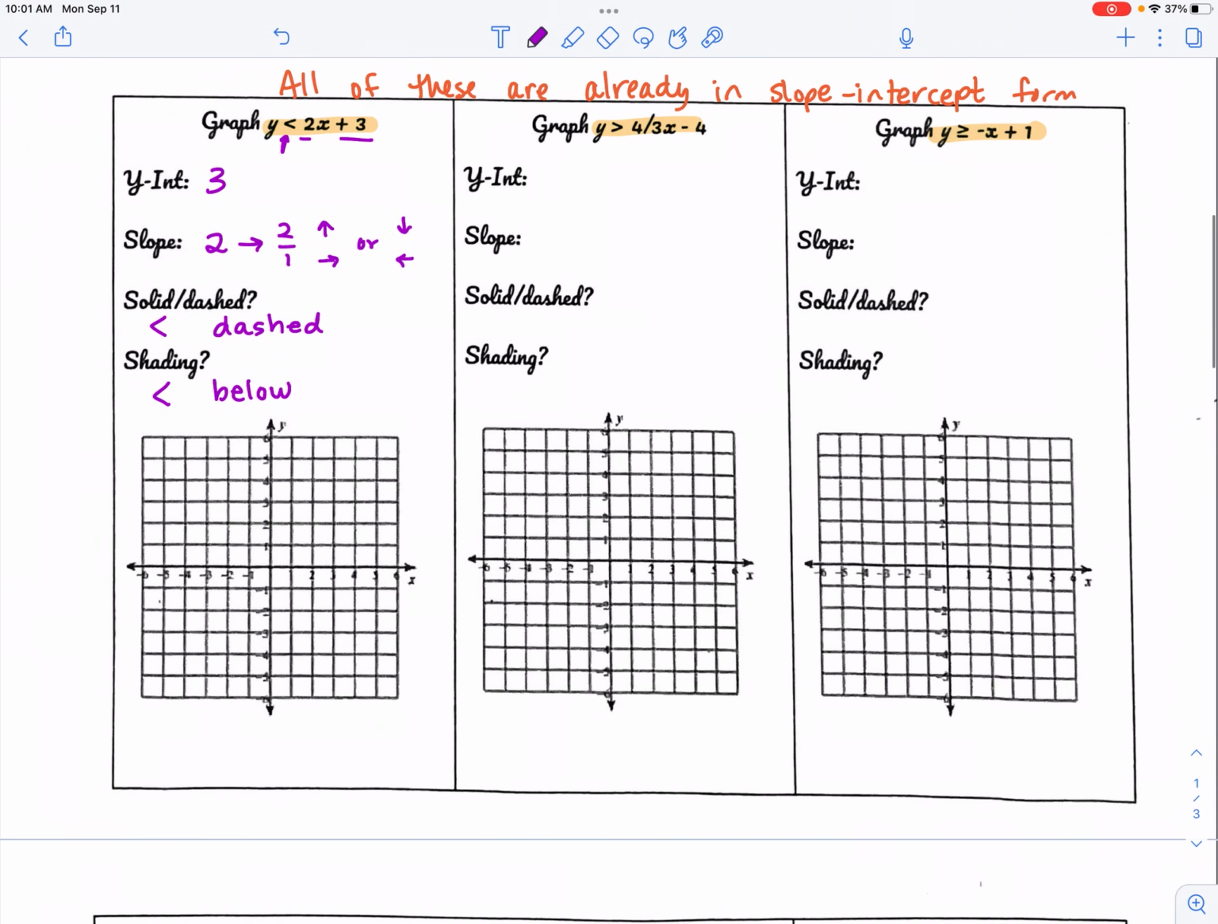So when I graph this, remember that the y-intercept is our starting point. According to step number 2, we first plot our y-intercept. So at 3. And like I said, plot at least 2 points, just to make sure our line is straight. I'm going to go up 2, and then 1 to the right. So there's 1 point, or I can go down 2, and 1 to the right. We have a dashed line, so I'm just going to dash.